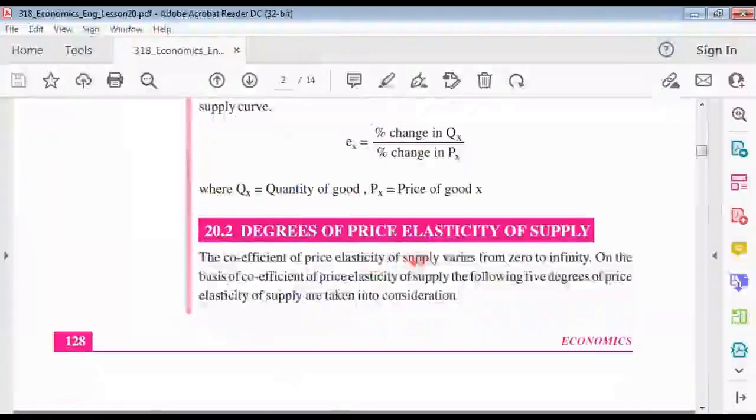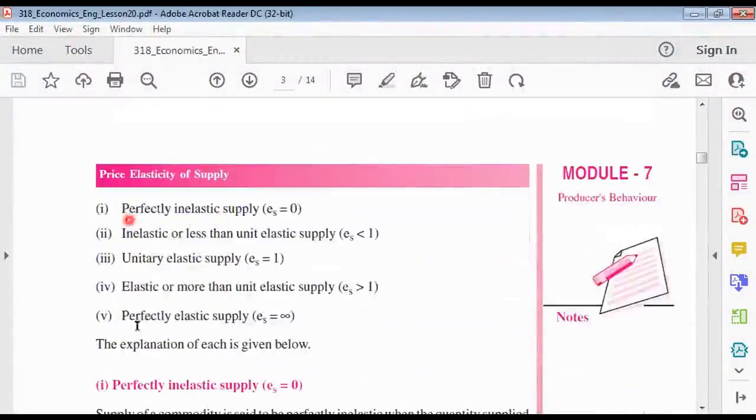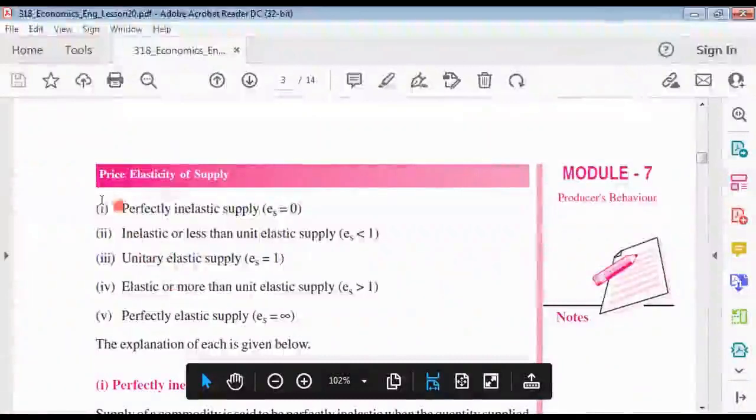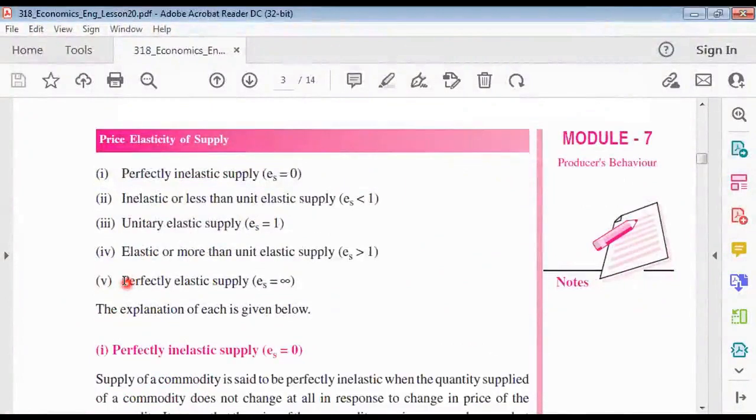The coefficient of price elasticity of supply varies from 0 to infinity, and that's exactly what you found in the case of price elasticity of demand also. There, the coefficient varied between 0 and infinity. We had 5 cases, and you can see here cases 1, 2, 3, 4, 5. These are 5 different cases of price elasticity of supply, very similar to the cases of price elasticity of demand.